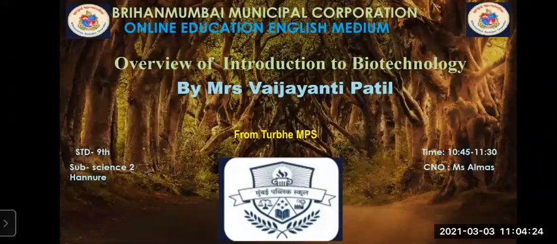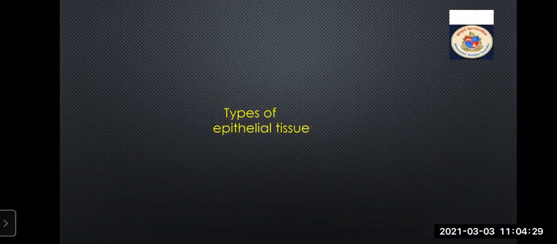Today we will be dealing with the overview of Introduction to Biotechnology. We have already studied this chapter. This is about tissues and the types of tissues in our body. Basically, what is tissue? Tissue is a group of cells that perform similar function, that is known as tissue, right?